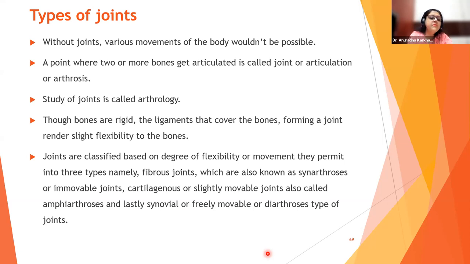Or fibrous. The second type of joints are going to be called cartilaginous joints, or slightly movable joints. Or they are also called amphiarthrosis. So a little bit of movement can be seen in these types of joints. So one is immovable, the second is slightly movable. So obviously, what will the third be? Freely movable. Correct? The third type is freely movable, or we call it diarthrosis, or we call it synovial joints.